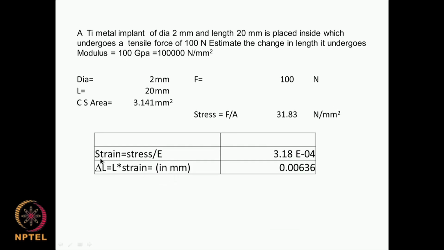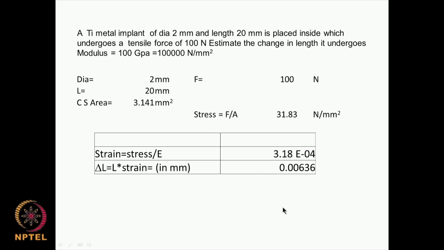Then strain is given by stress by modulus. So, 31.83, here the modulus is 100,000, in the previous case it is 200,000. So, we get 31.8 into 10 power minus 4. Increase in length is equal to original length into strain, original length is 20 mm. So, the increase is 0.00636 mm.